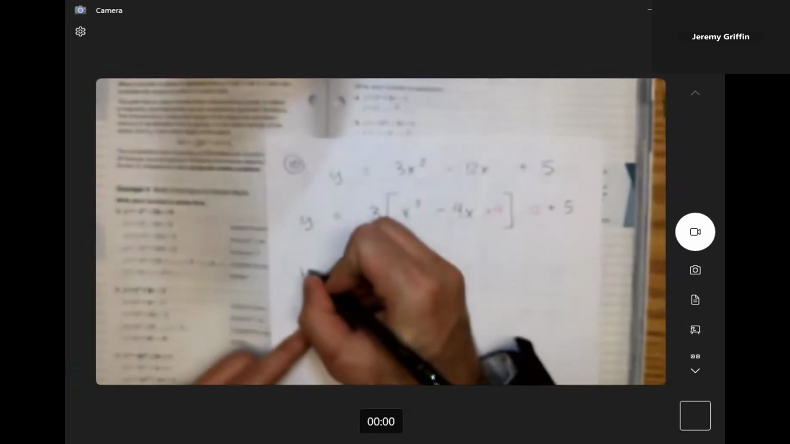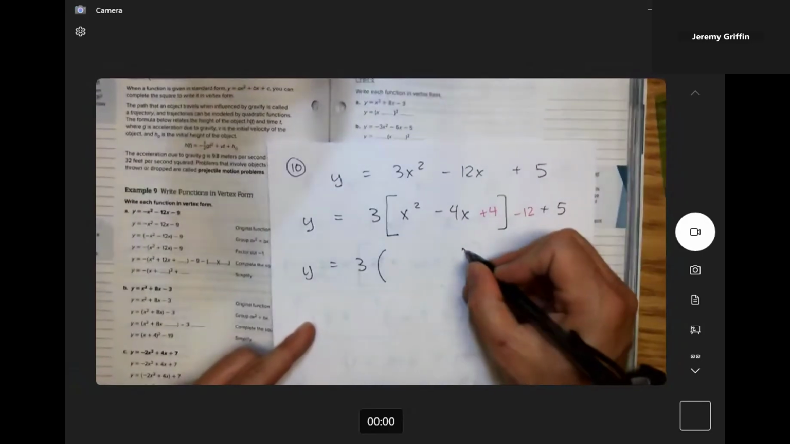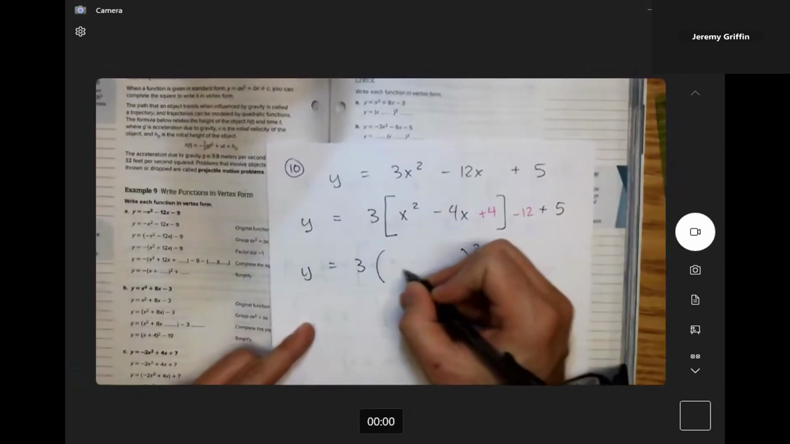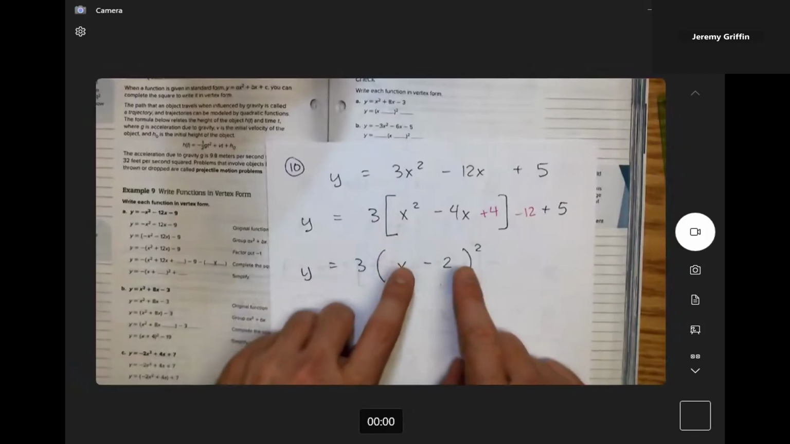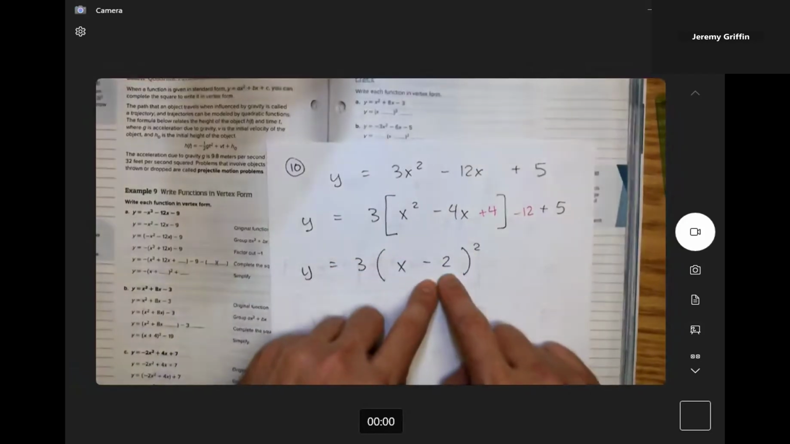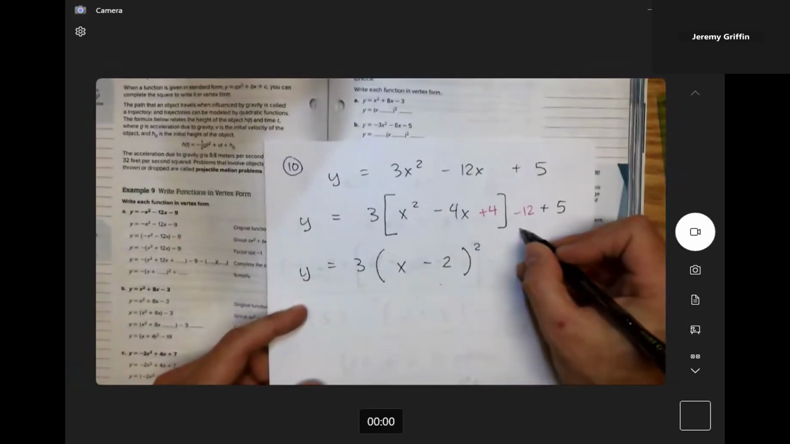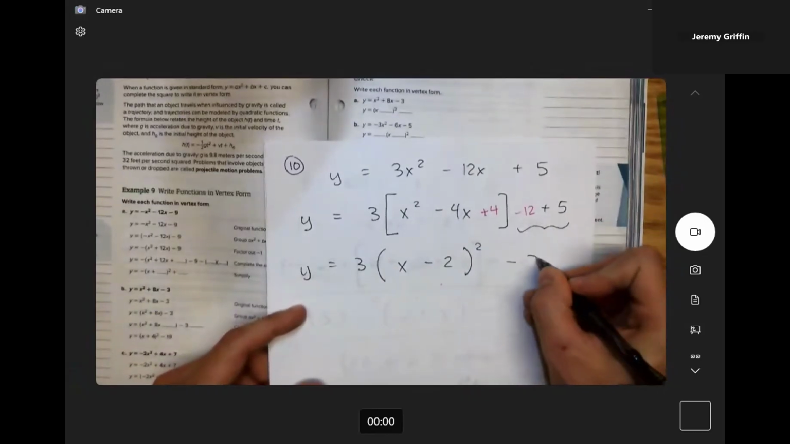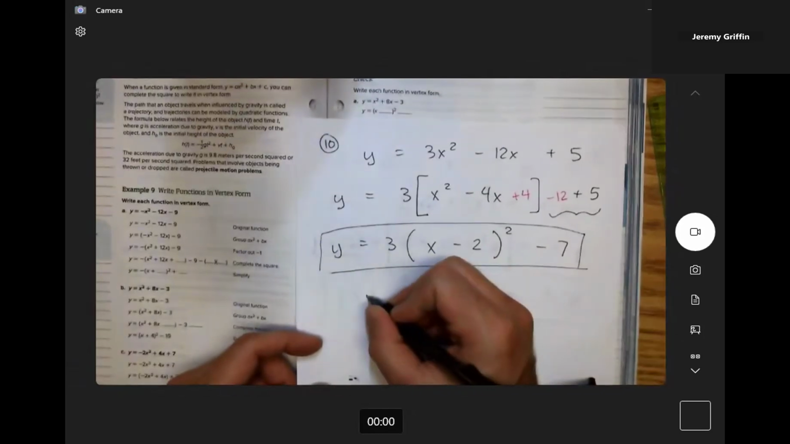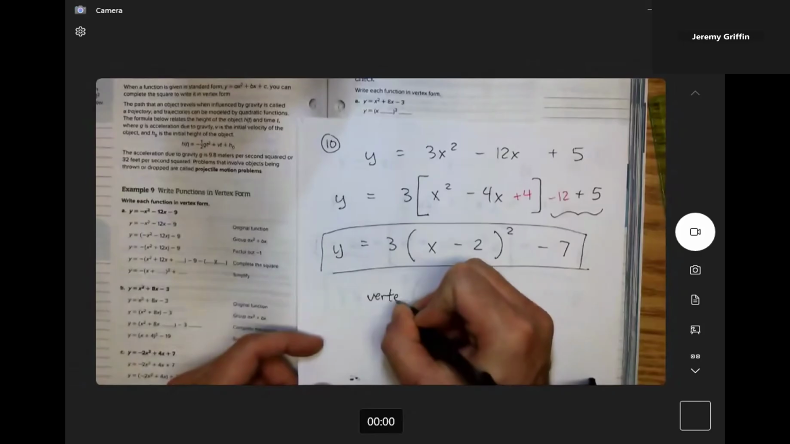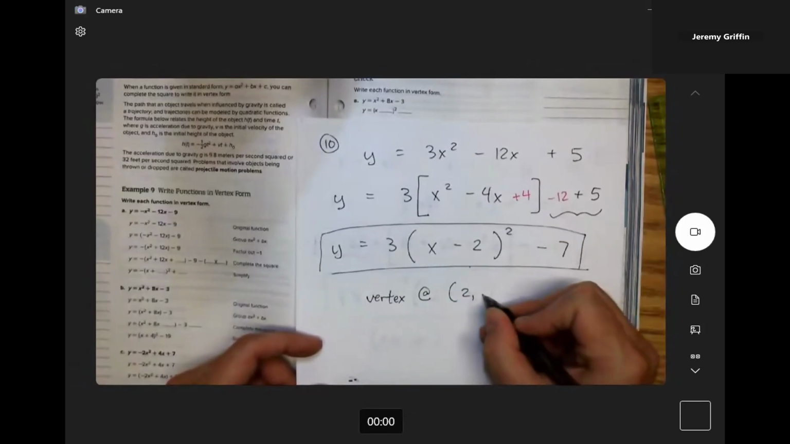So to rewrite this, I got 3. Now, all this in brackets, I can write as the square of a binomial. It would be x minus 2, all being squared, because x squared, -2 is -2x, is -4x. -2 times -2 is +4. Yeah, it fits. Same thing. Now, what about all this out here, though? That'd be -7. So I think this is the equation right here. The vertex would be at x would be 2, and y would be -7.